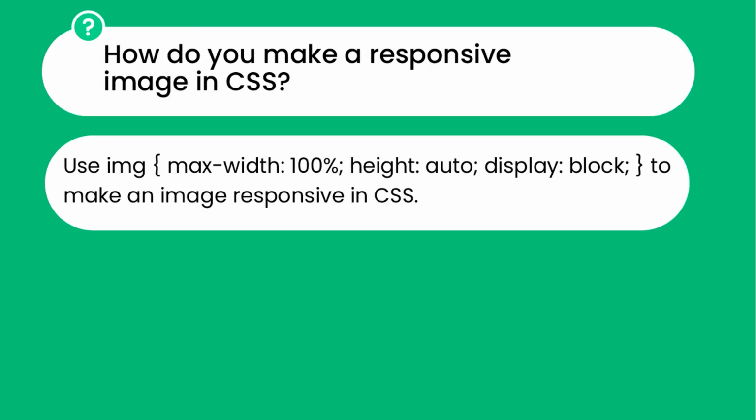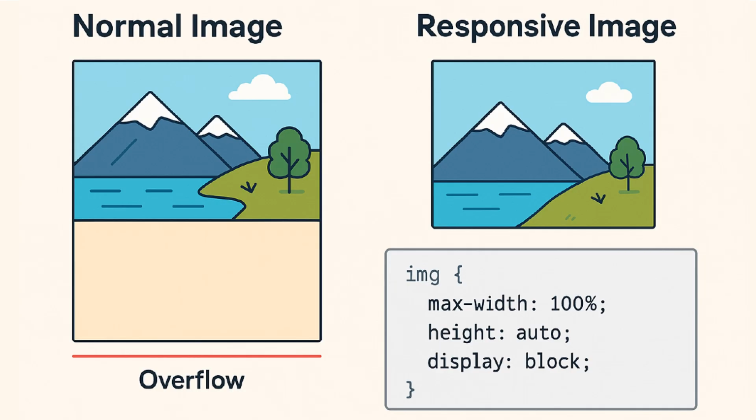To make the image responsive, use max-width: 100%, height: auto, and display: block. Max-width 100% ensures the image scales down if it's larger than its container. Height auto maintains the image's aspect ratio. Display block removes unwanted space below the image. This makes the image scale correctly across different screen sizes.